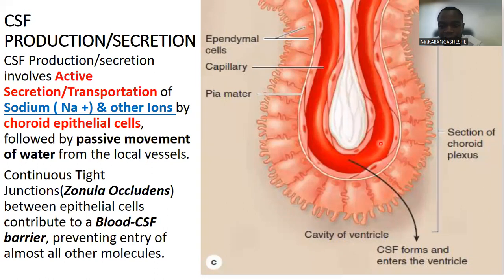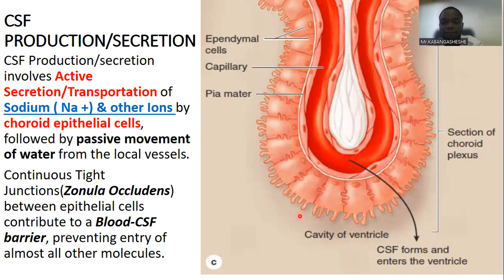So that's the first step in the formation of cerebrospinal fluid: active transportation. This requires energy to pump sodium ions from the lumen of the blood vessels into the ventricle. Then what follows is attraction of chloride ions as well as water molecules. These follow by passive transportation. So water molecules together with chloride ions will follow or migrate towards sodium ions.